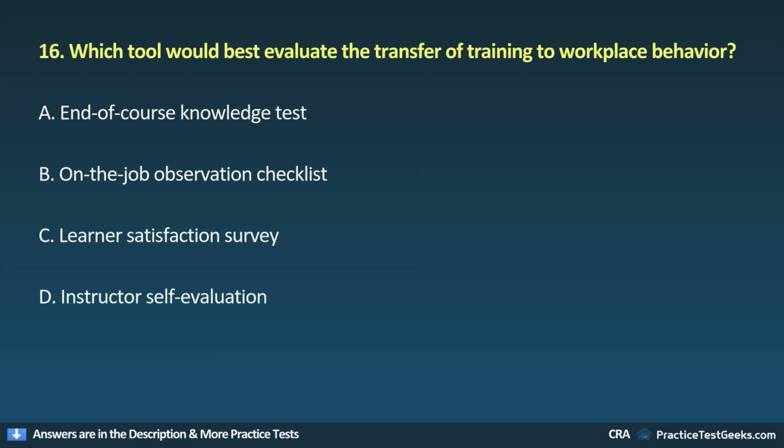16. Which tool would best evaluate the transfer of training to workplace behavior? A. End-of-course knowledge test. B. On-the-job observation checklist. C. Learner satisfaction survey. D. Instructor self-evaluation.